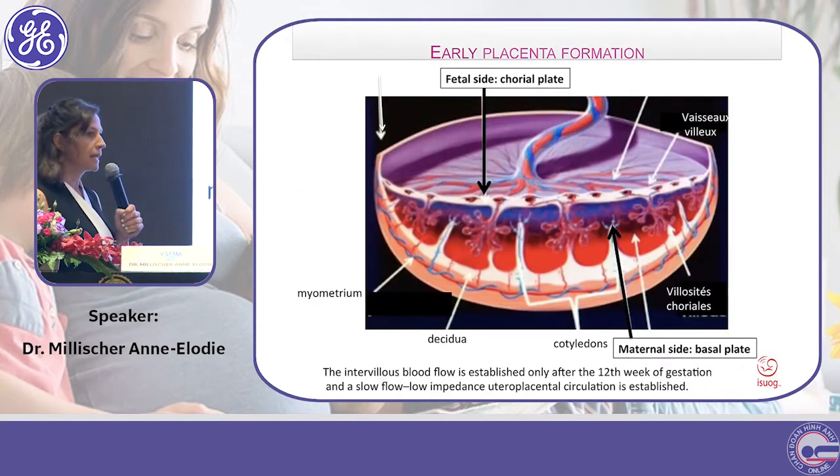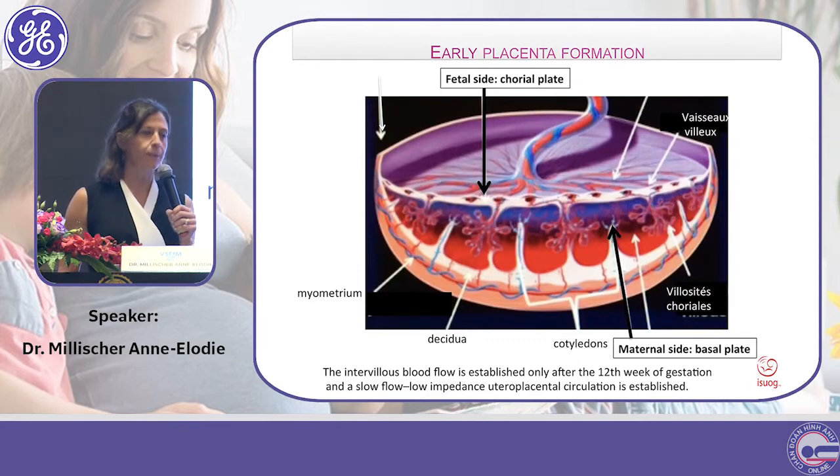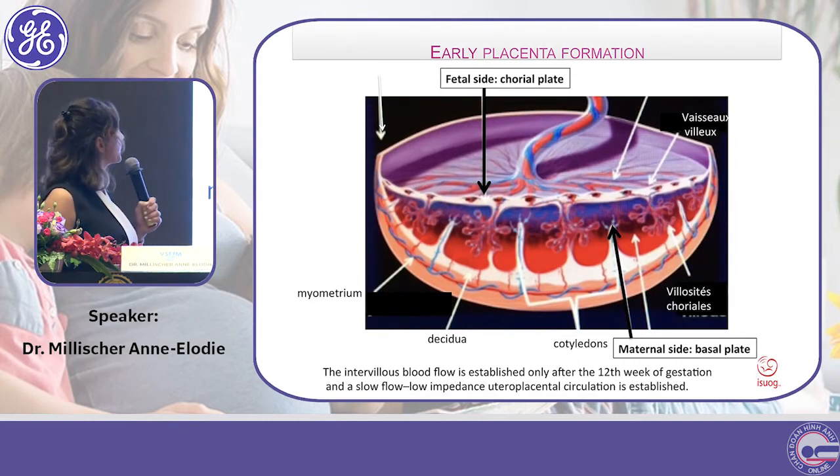So there will be two main parts of the placenta, the chorial plate, which is the fetal side, and the maternal side, which is called basal plate.